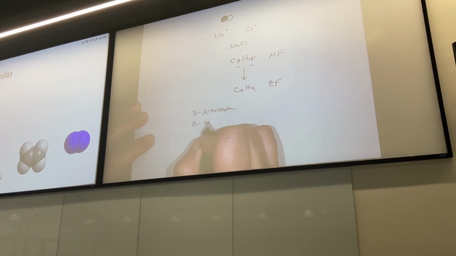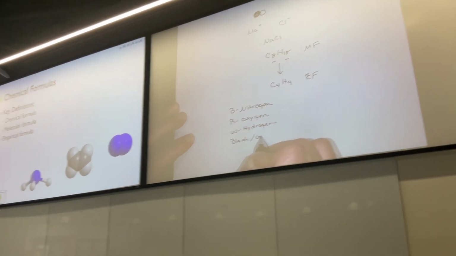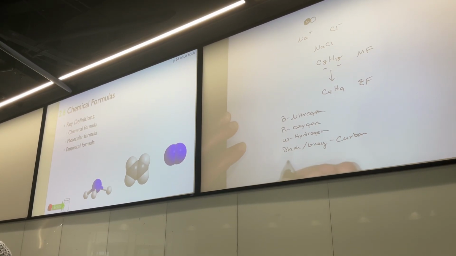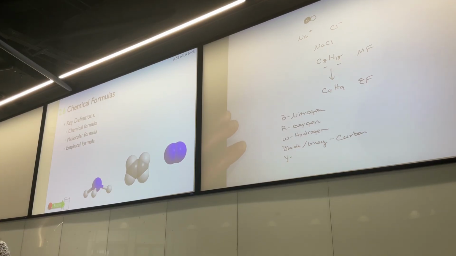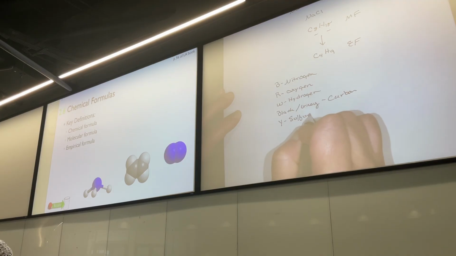Red, oxygen. Sorry, I'm abbreviating blue with red. White, hydrogen. You could either have black, and that's what I want to abbreviate, or gray, for carbon. Or I'm forgetting yellow. Sulfur. And green, fluorine.